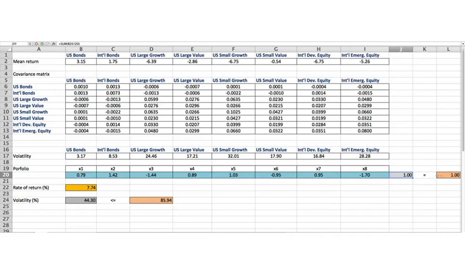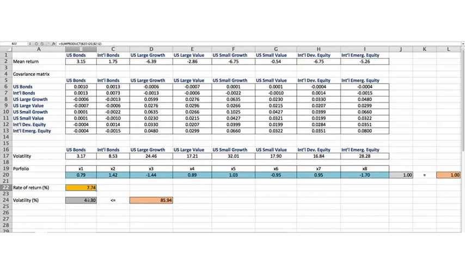What is the rate of return on this portfolio? It's simply the sum product of all the components here multiplied by the mean returns over there. Mean returns are in percentages. The portfolios here are just in straight numbers, and therefore the number that you end up getting here is actually the rate of return in percentages. What about volatility? Volatility of the portfolio is simply 100 times the square root of the variance of the portfolio.